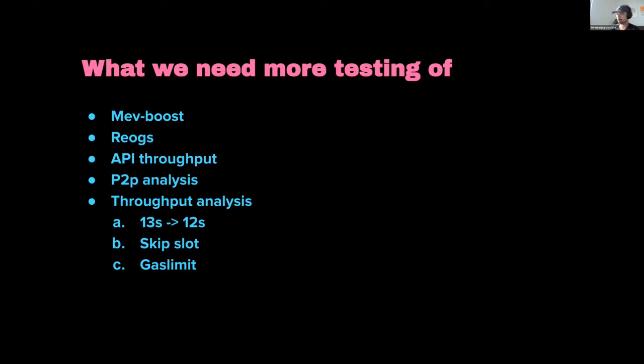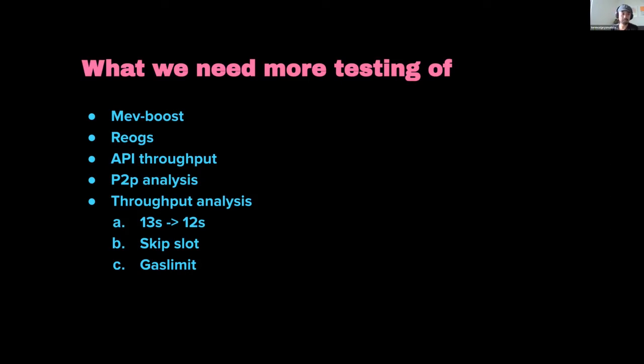And then I'd love to see more testing on API throughput. For example, I recognize that for Prysm, certain API responses are much slower, and there are always things you can improve there. So that's definitely a very underrated area to test.